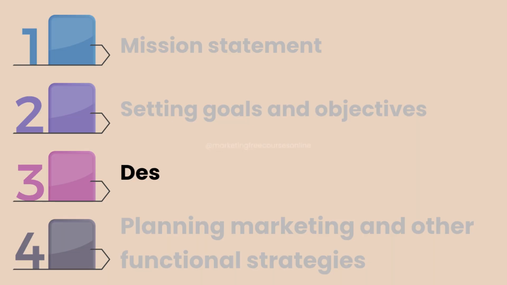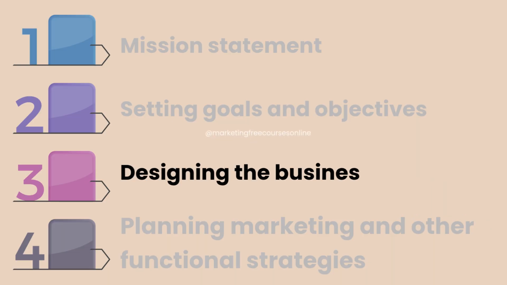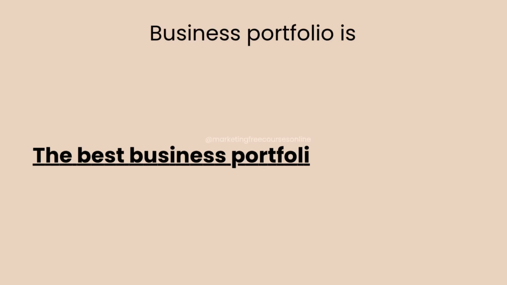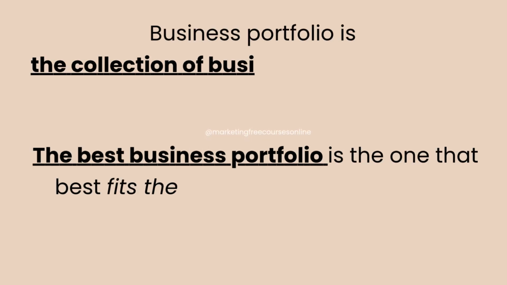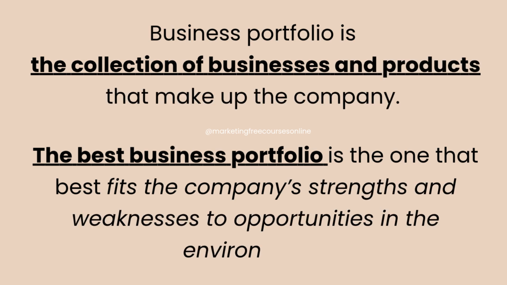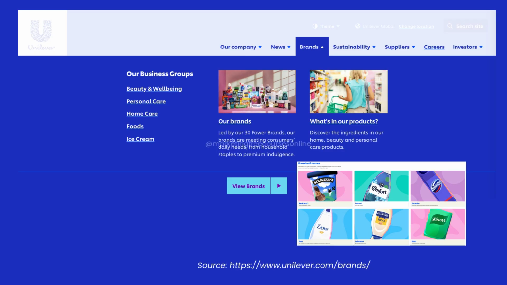Step 3, designing the business portfolio. A business portfolio is all the products, services, or businesses a company owns. It's like a collection of tools in a toolbox. Companies decide which tools to keep, grow, or drop. For example, Unilever owns brands like Dove soap, Ben & Jerry's ice cream, and Hellmann's mayonnaise. They analyze each brand to see which ones make money or fit their mission.